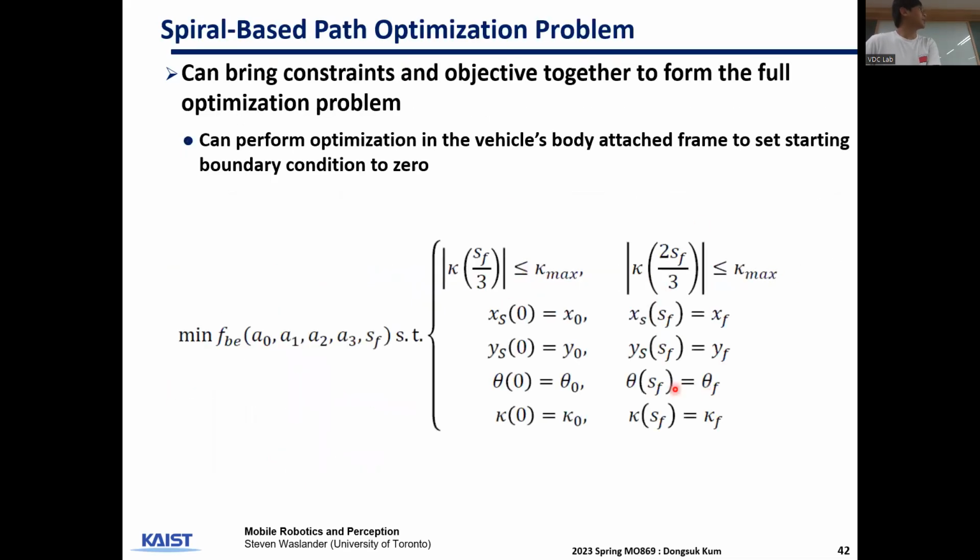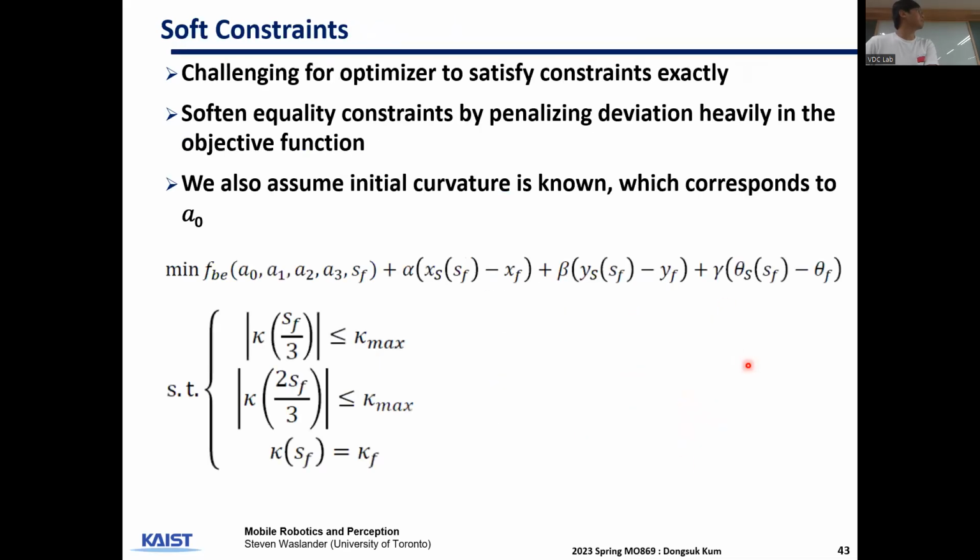Unlike hard constraints, where you must have the trajectory profile, or the plan, finish at these terminating states, here you are allowed to deviate a little bit. So you reformulate the problem into this objective function, and now you only have these constraints. Then you can further simplify the initial curvature, which corresponds to this coefficient.